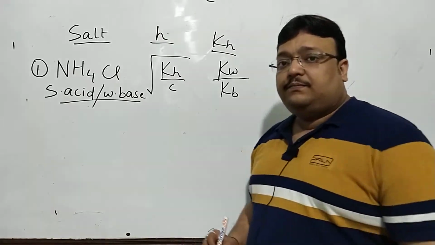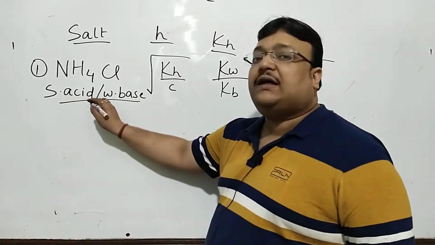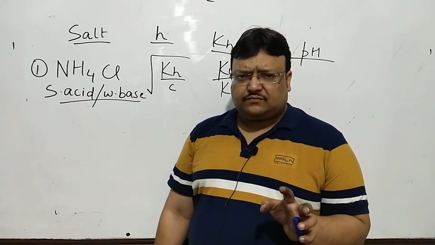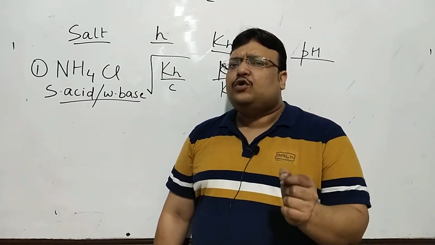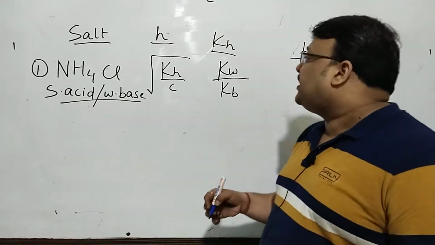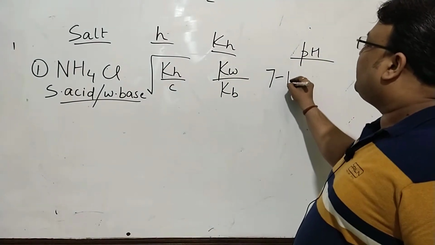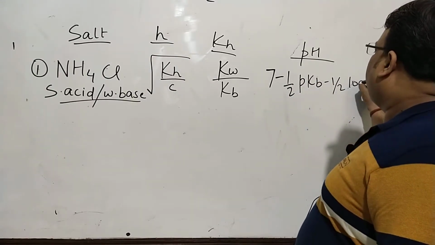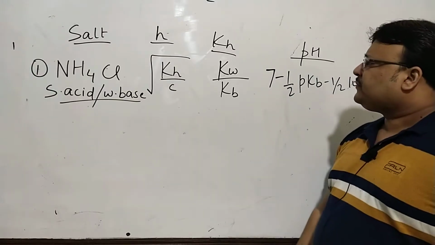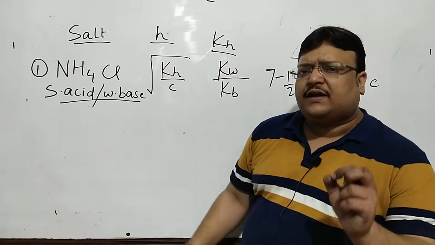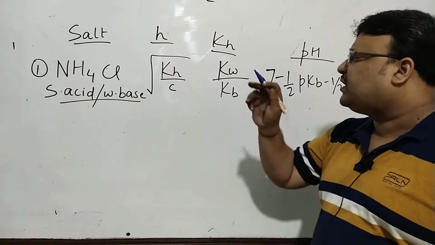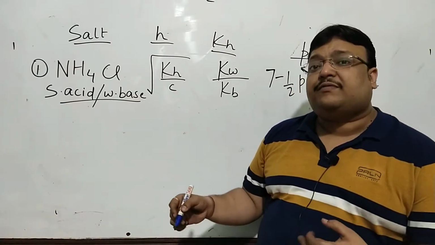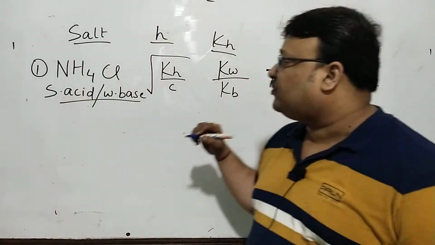Weak base, Kb. The moment I say strong acid, you think less than 7. So, 7 minus, 7 minus half pKb minus half log C. So all of this could be very naturally recalled. The moment I say weak base Kb, Kh is Kw upon Kb. And strong acid, less than 7: 7 minus half pKb minus half log C.